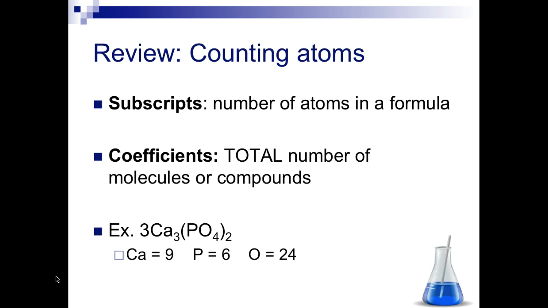So the subscripts are the number of atoms in a formula, and the coefficients are the total number of molecules or compounds. So let's look at this. For example, if I were to look at this and ask you how many Cas, Ps, and Os, there's 9 Cas because 3 times 3 is 9. There are 3 Ps times 2 Ps, that's where we get 6. And there is 4 times 2 is 8, times 3 is 24 oxygens.